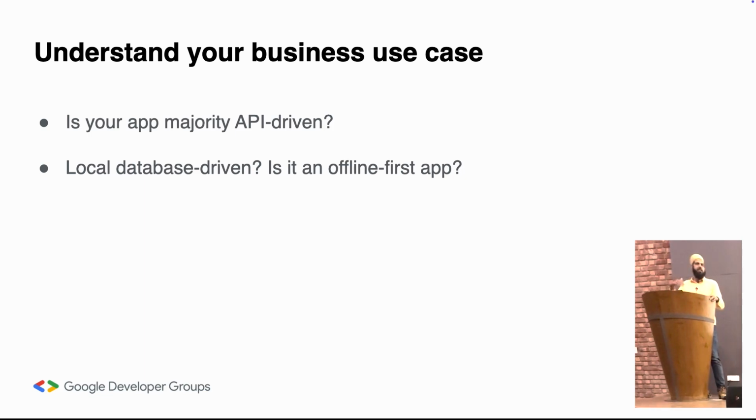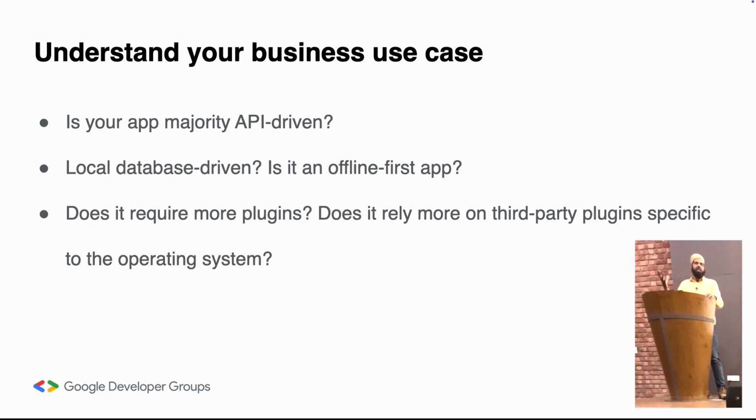Once they get internet back, they sync it back. So that is the definition of an offline-first app. So is your app built like that? Does your app require more third-party plugins? It's dependent on more native features like camera, sensors, or anything like that.